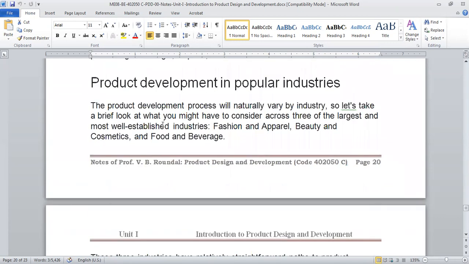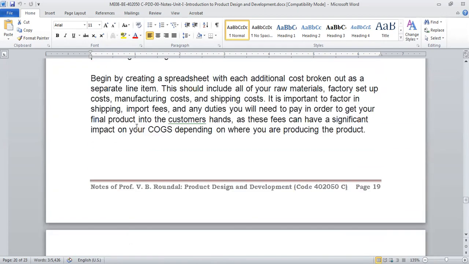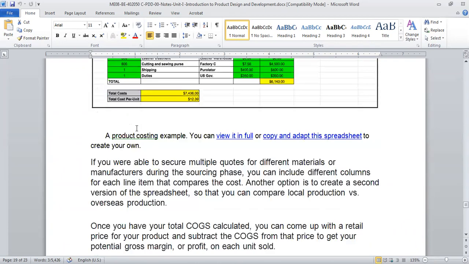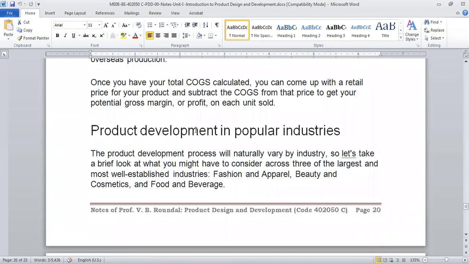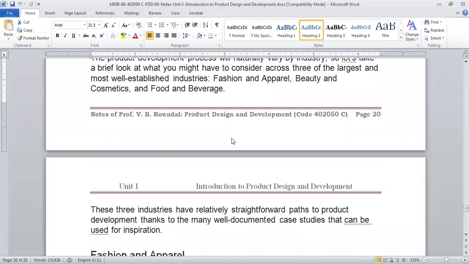so, product development in popular industries. This is the example I have taken, and all the steps are explained with what is done in each particular step. Now we'll take a look at different industries. It may be the fashion industry, the mechanical industry, the car industry. So how is product development done?